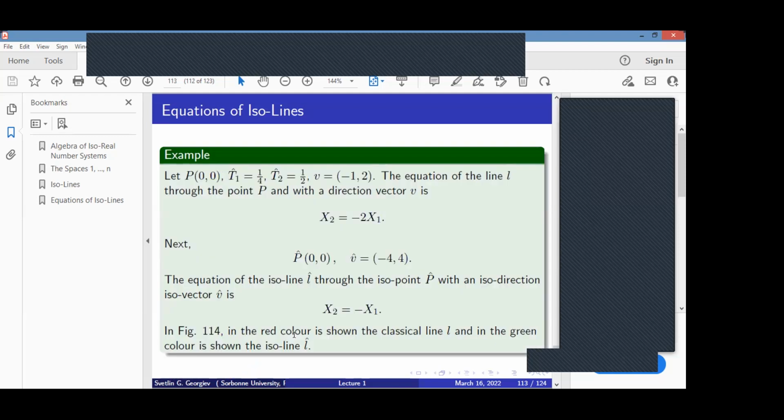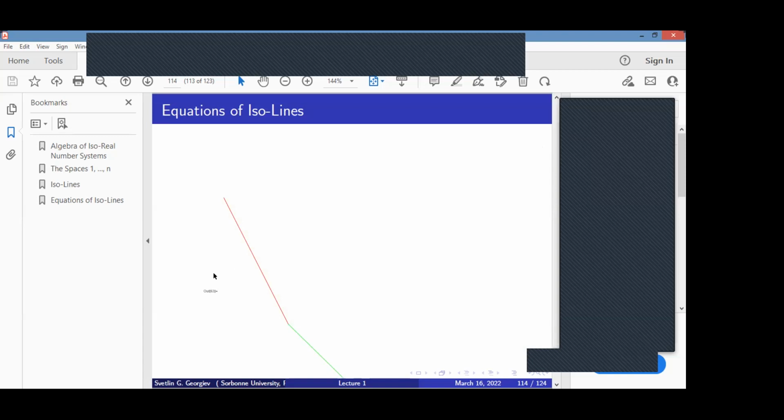As the next example, we take the point P to be 0, 0, the isotopic elements to be 1/4 and 1/2. For the direction vector, we take this vector, minus 1, 2. The equation of the classical line is this one, but the equation of the iso line is this one. Again, we have differences because here the isotopic elements act on the iso line. In the next picture, the classical line is given in red color, and the iso line in green color.